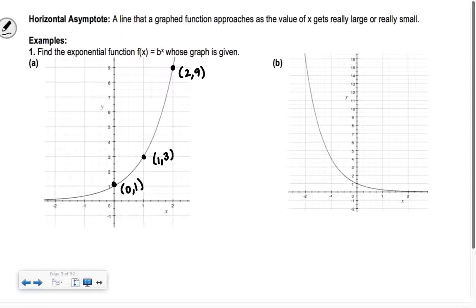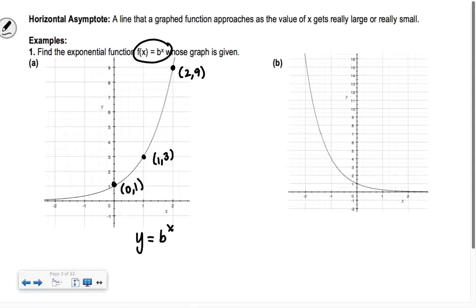Now, almost all of these are going to go through (0, 1). They will as long as we have this like y equals b to the x thing going on, right? Does that make sense why it would go through (0, 1)? If I plug in 0 for x, b to the 0 is equal to 1. Okay, so that (0, 1) is not the interesting point that we're going to use. We can use any of the other points.